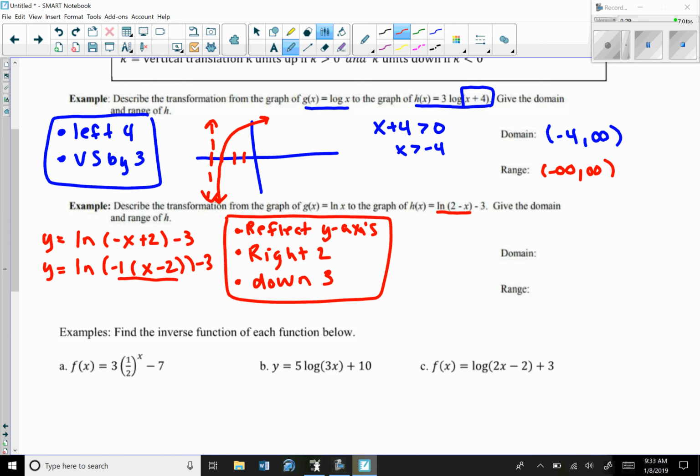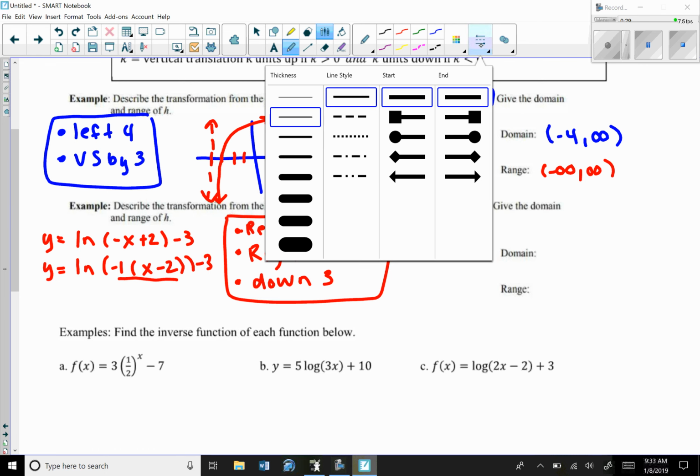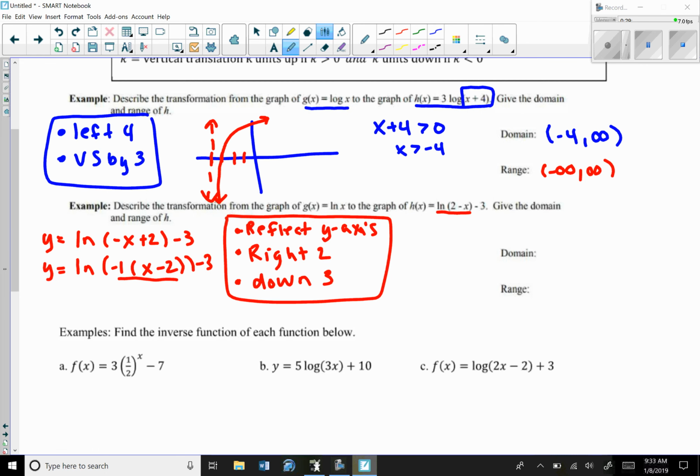Then we want to figure out the domain. So again, for the domain, you can just go ahead and take out what's inside that natural log because it has to be greater than 0. So 2 minus x has to be greater than 0. If I solve this, subtract the 2, so negative x has to be greater than negative 2, divide by negative 1 on both sides. But remember, when you divide an inequality by a negative, you have to flip your inequality sign. So my x values are going to be less than 2.